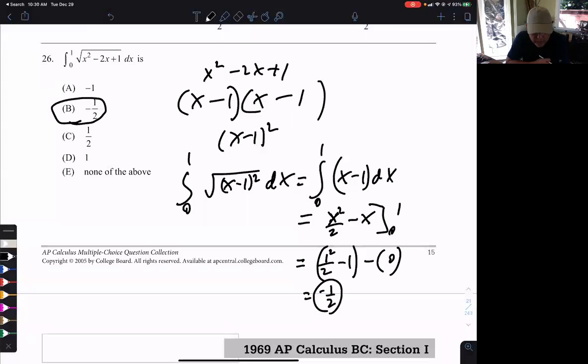So to continue on with 1969, number 26, when you square root and square, all of a sudden weird things happen. Because when you square this, it forces that number to be positive. And so something that was negative is now made positive. So this is the tricky part of this question. So this finds net area. If it's above the x-axis, it's positive. If it's below, it's negative.